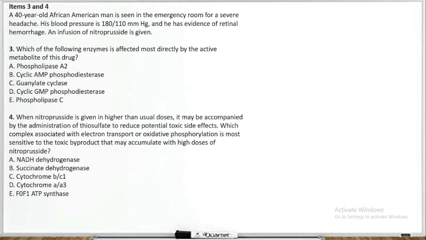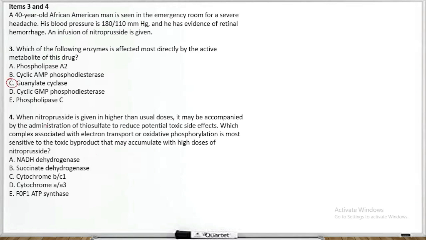So questions 3 and 4. A 40-year-old African American man is seen in the emergency room for a severe headache. His blood pressure is 180/110, that's high, and he has evidence of retinal hemorrhage. An infusion of nitroprusside is given. Which of the following enzymes is affected most directly by the active metabolite of this drug? The answer is guanylate cyclase.